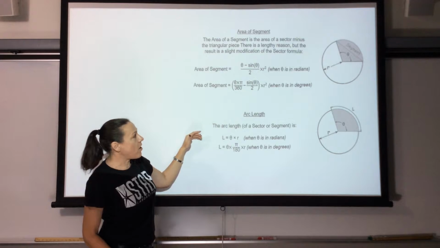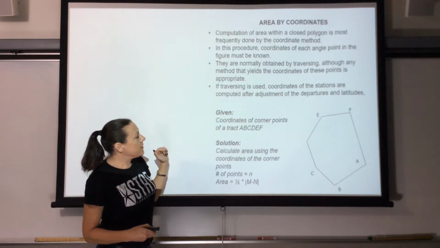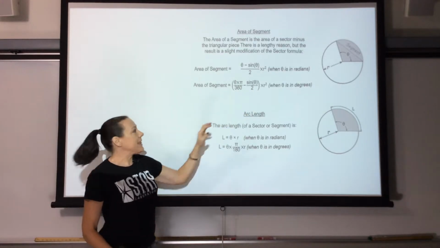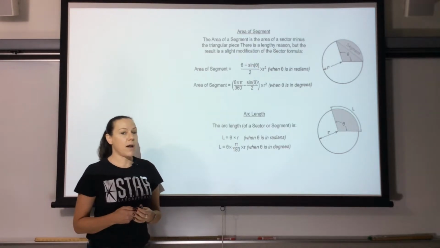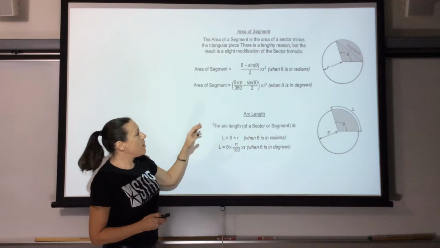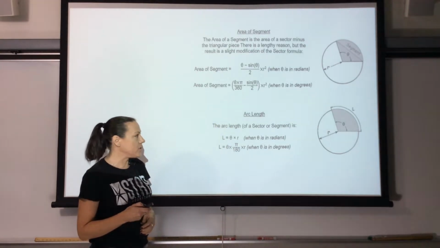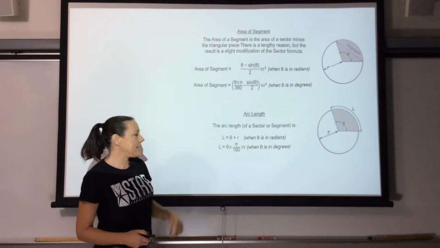Now you also have arc length. Let me go back to this one more time. When we're doing this, this part of the equation gets rebuilt because of the area of the triangle. We've got the area of the whole sector, minus the area of the triangle that's added into it. And then you have your arc length. Again, theta is in radians, and then theta is in degrees.